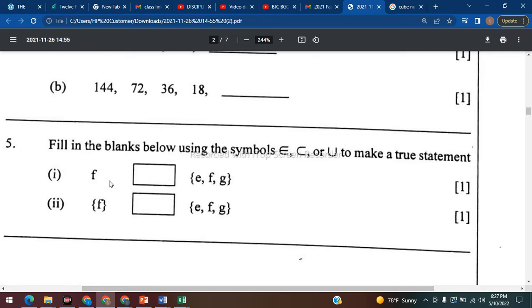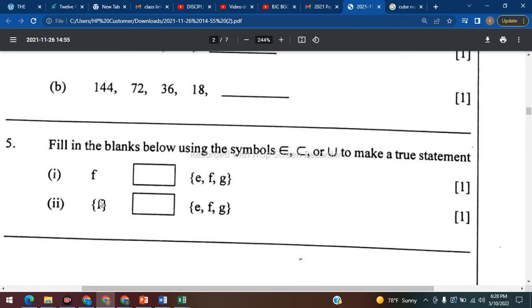Okay. F is an element of this set because here's F inside the set. That means it is a member of the set, so we use the symbol. F is an element of this set because F is inside of this set.